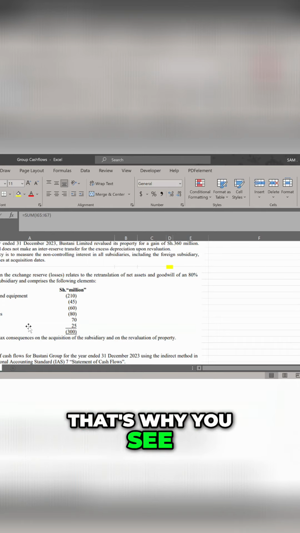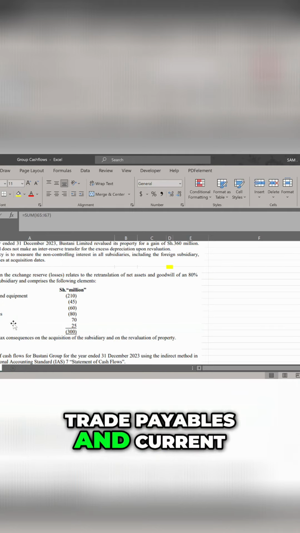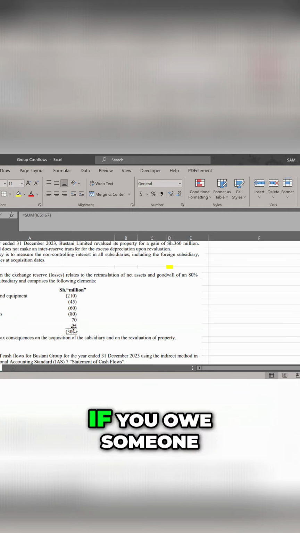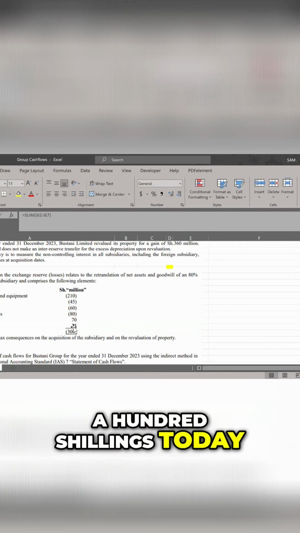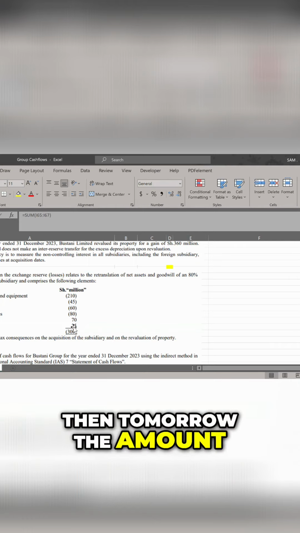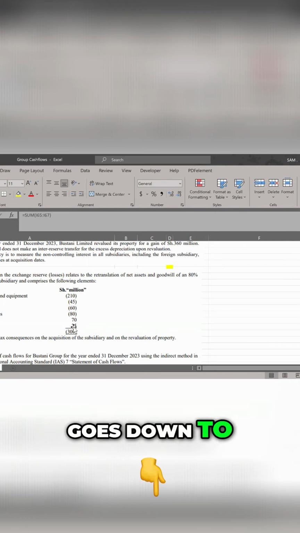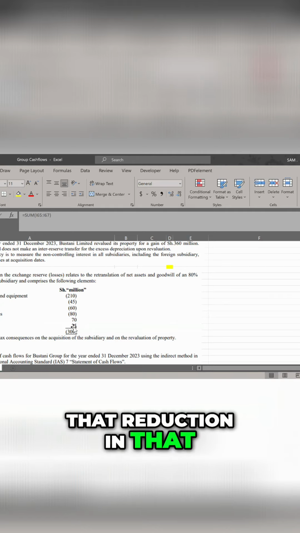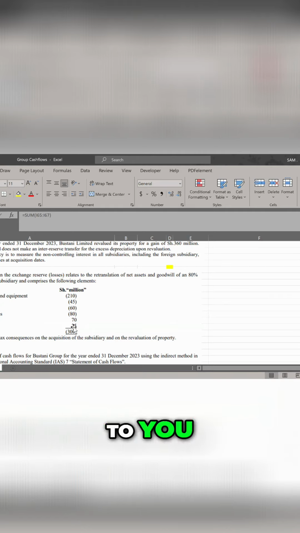Any reduction in value in a liability is a gain. That's why you see these liabilities, trade payables and current tax, given in positive, because they are gains. If you owe someone 100 shillings today, then tomorrow the amount you owe this person goes down to, for example, 50 shillings. That reduction in your liability is a gain to you.